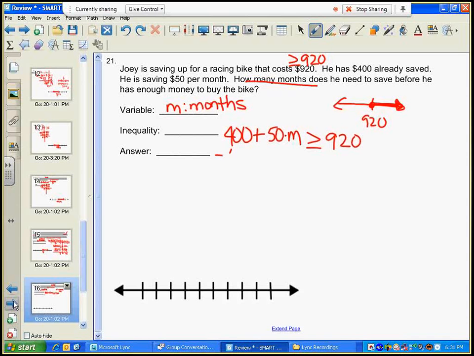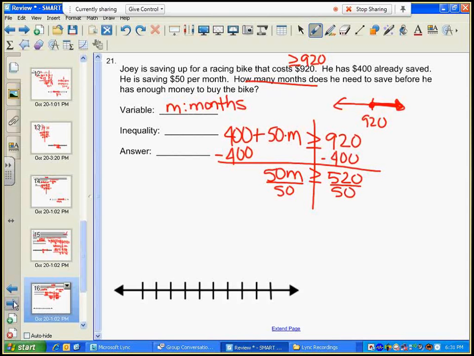Oh, this is great. And I end up with 50 M is greater than or equal to 520. Okay, all right, that's fine. Divide by 50, divide by 50, and I get M is greater than or equal to 10.4. Okay, so after 10.4 months, or at 10.4 months, he's got enough money.